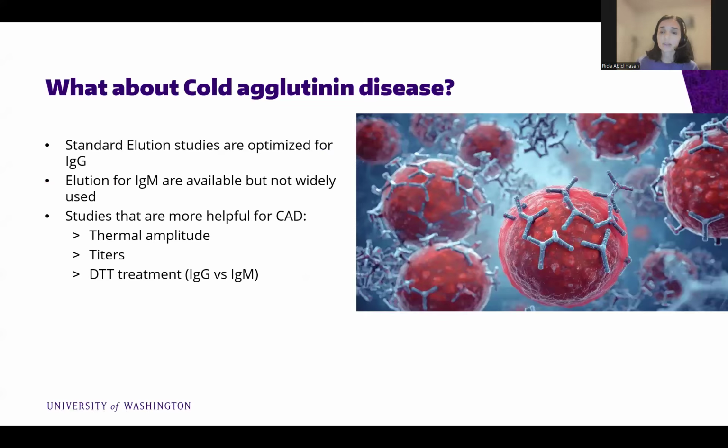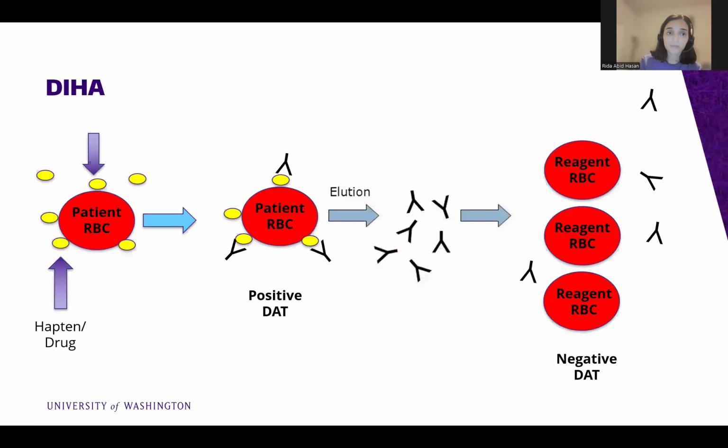And there are other studies that can help you if you're thinking your patient has cold agglutinin disease. So there's thermal amplitude, you can do titers. You can also do a treatment to determine if it's an IgG or an IgM bound to your patient's red cell. Those are studies that are available.